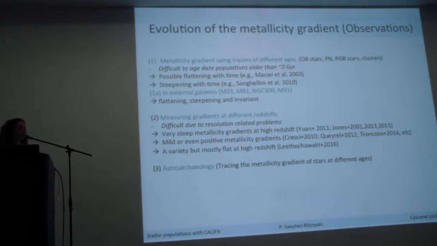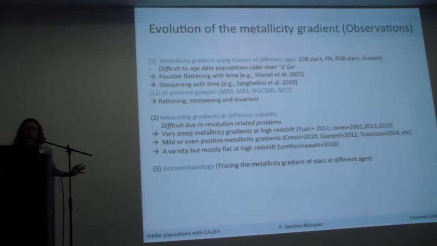It is very difficult to age date these tracers when they are older than 2 Gyr, so that's a problem. Another problem is to estimate distances. Some people have tried to do that as well in galaxies in the Local Group, but outside our own Milky Way. And there's a very recent reference by McQuinn et al. this year, and they obtained different results for different galaxies.